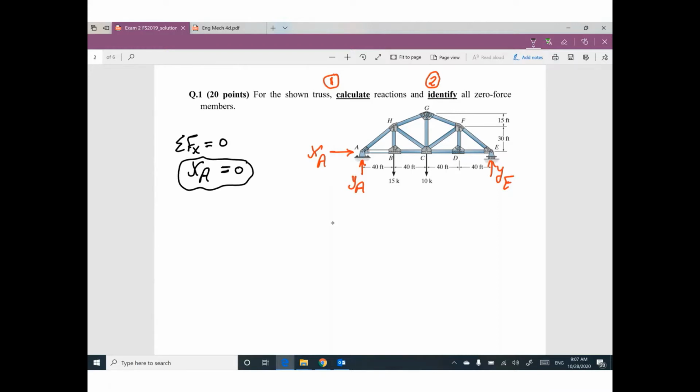Second equilibrium equation, summation f of y equals 0. We have positive YA, we have positive YE, we have negative 15, we have negative 10 equals 0. I can simplify this equation, YA plus YE equal 25.